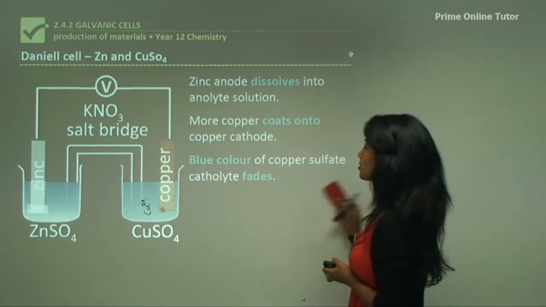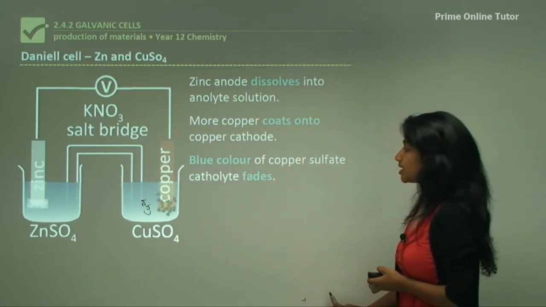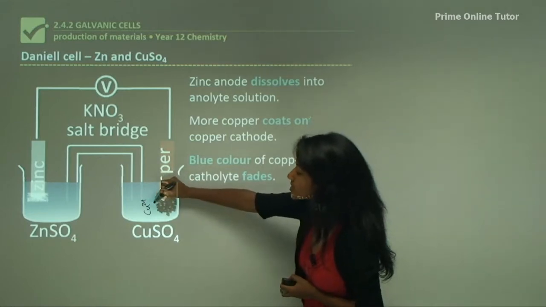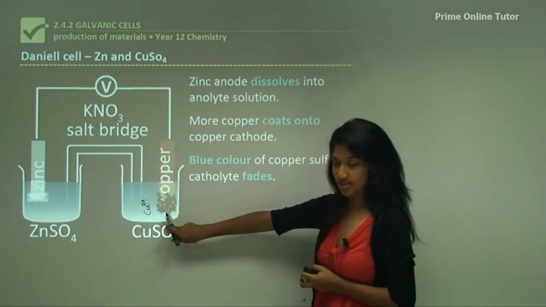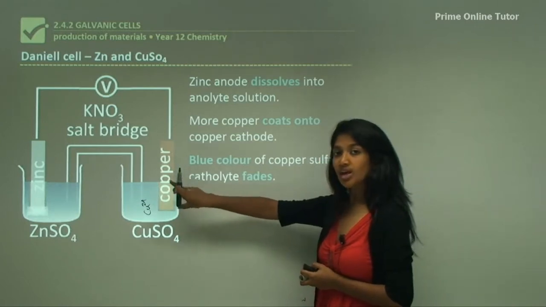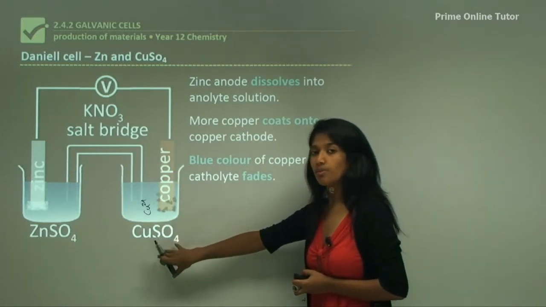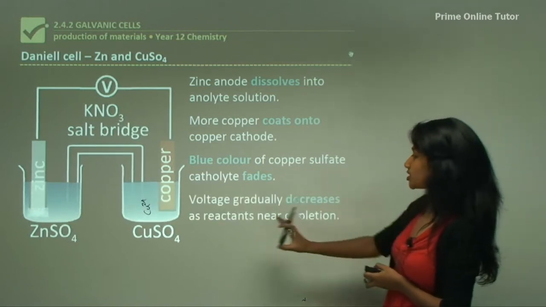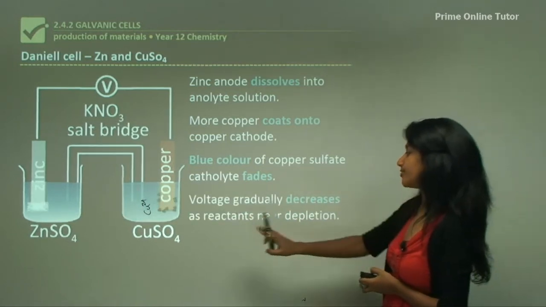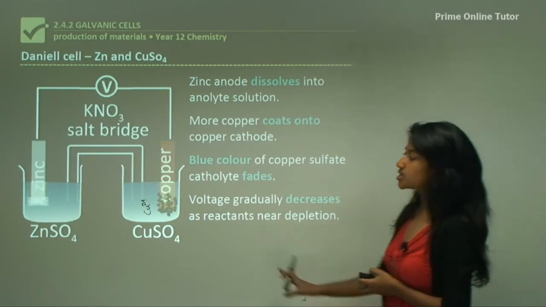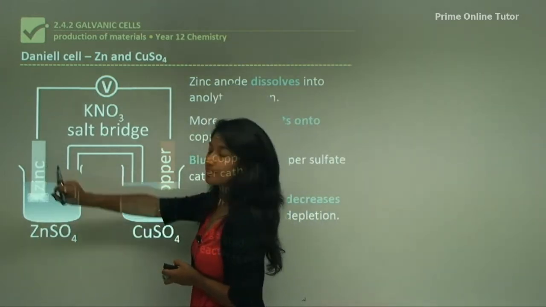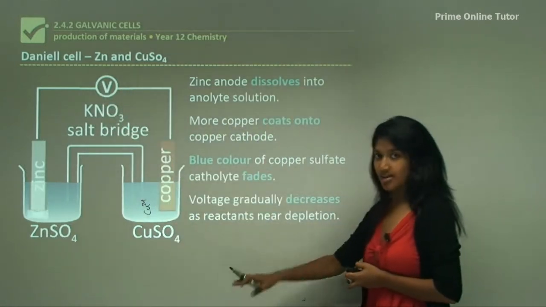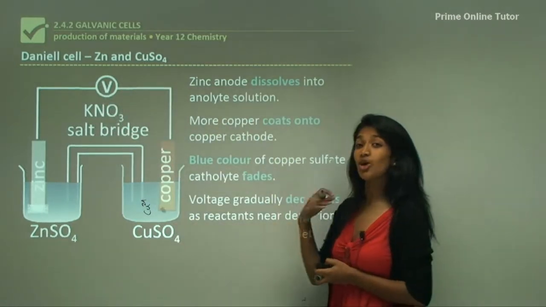So the blue color of the copper sulfate will fade. Why is that? Because the copper sulfate has copper ions in it. As they get used up, the blue color in the copper sulfate would eventually fade. The voltage gradually decreases as the reactants near depletion. So as we have all the zinc being used up, there's going to be less electrons being transferred. As a result, the voltage is going to be less.